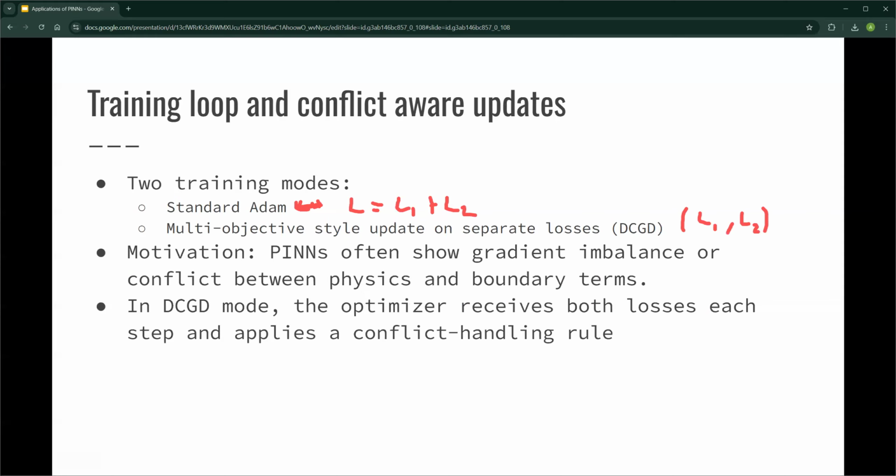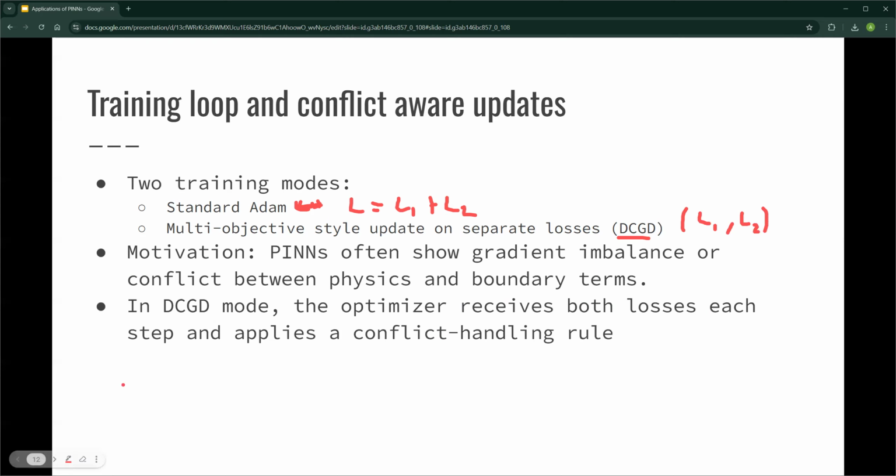But in some PINNs, like Helmholtz, it is common for the physics and boundary gradients to have different magnitudes and conflicting directions, right? The multi-objective approach addresses this when we treat them as two different losses, and then we apply a conflict-aware multi-objective update called dual cone gradient descent. The goal is to reduce the destructive interference between the objectives and to improve the training stability.